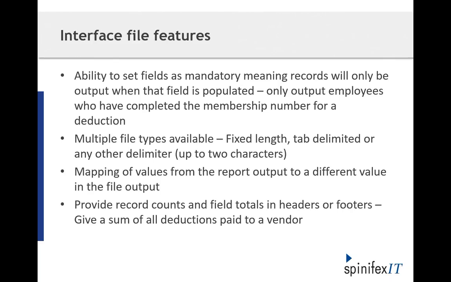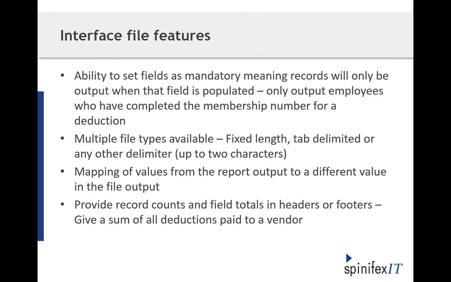So you can see there the example. You probably need a membership number for certain vendor systems. You've got a few different options of file types, which I'll show you. You can actually map the values within the report output to a different value.